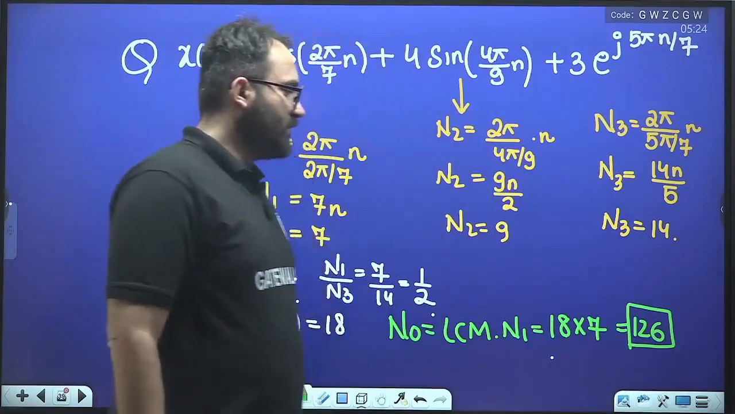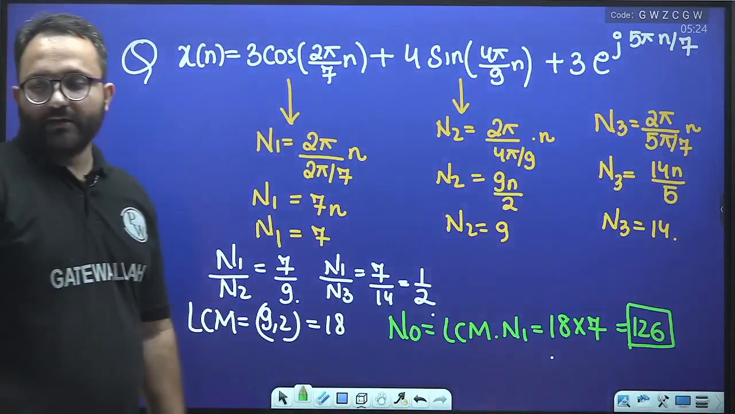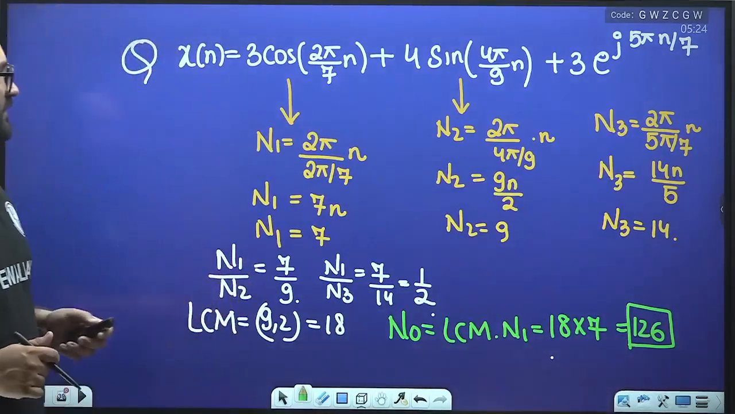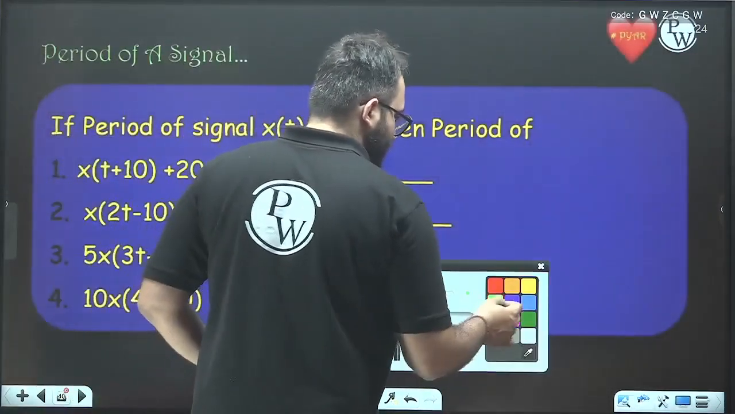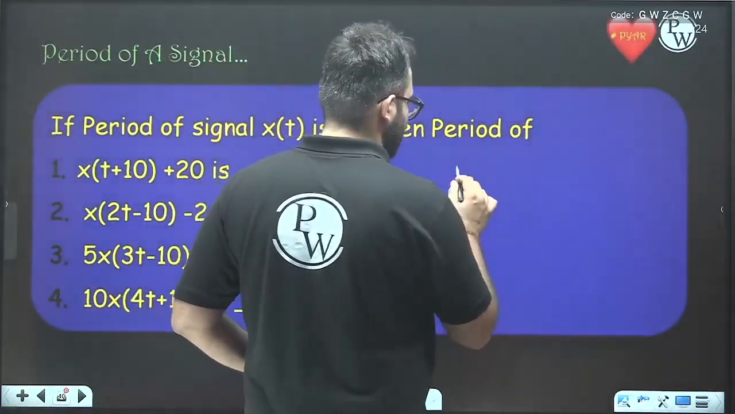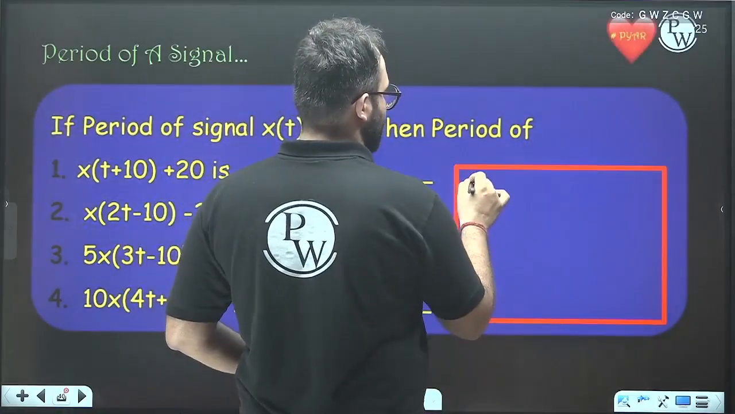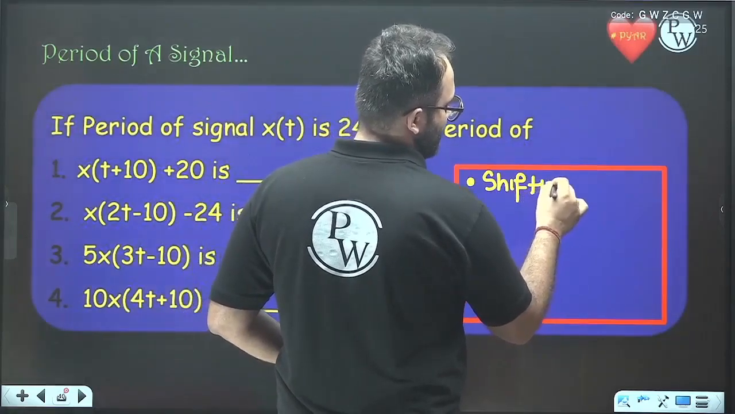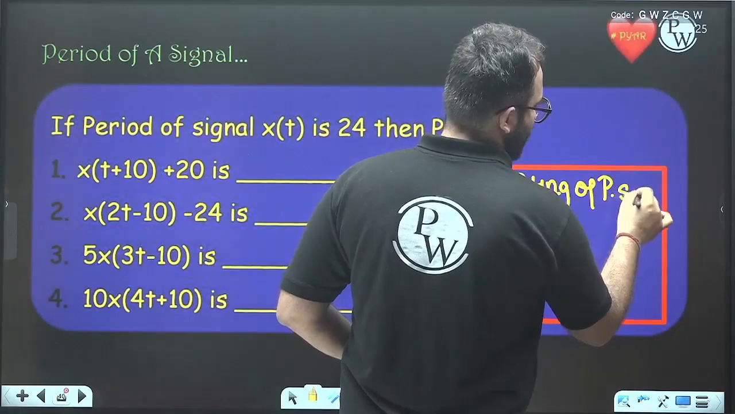Great. I hope all of you are able to do it. This is how we have to solve the problems of periodic and non-periodic signals that you can easily do. Now, there is one more concept, that is shifting of the signal, time shifting of the periodic signal.